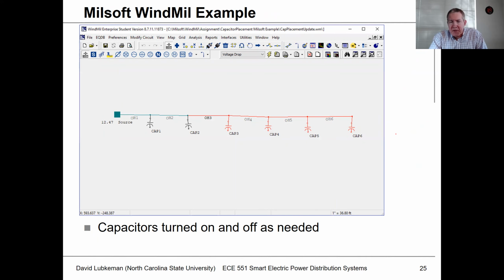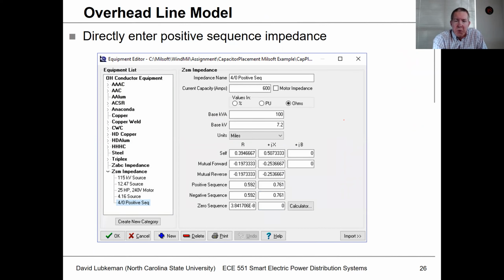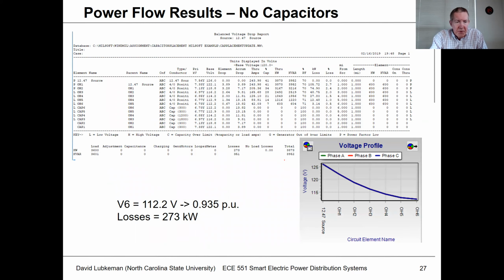I've also programmed this up in WindMil, and I'll put this up on the Moodle side as well. Basically, I've got these 6 segments, and I put capacitors at all these different locations, where I switch these capacitor banks on and off as needed. So in this case I'm putting in just a ZSM model. This line impedance represents a 4-aught positive sequence line. Again, I could plug the positive sequence numbers directly in. I run a balanced power flow in this case.